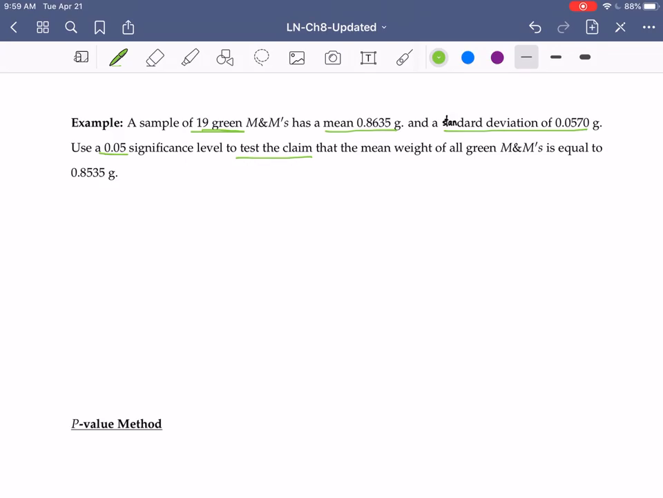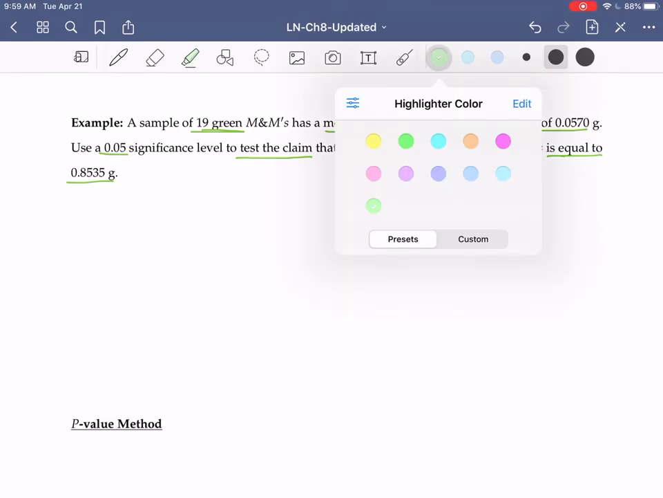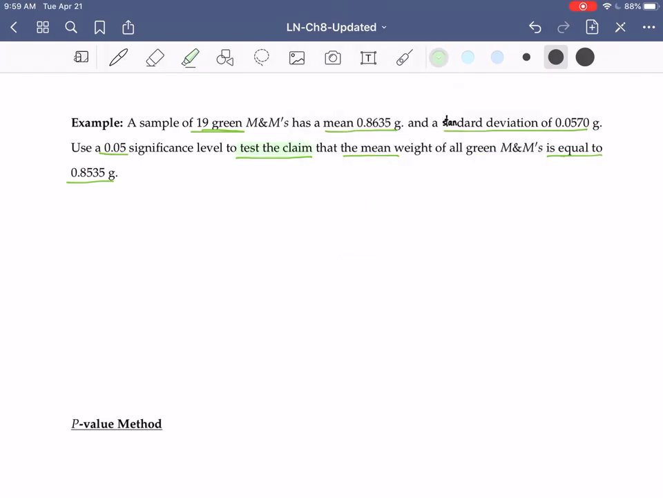What is the claim? That the mean weight of all green M&Ms is equal to 0.8535. We identify this as a hypothesis test because it says test the claim. And what is the claim? It is a claim that the mean is equal to this value. So we identify the initial claim.